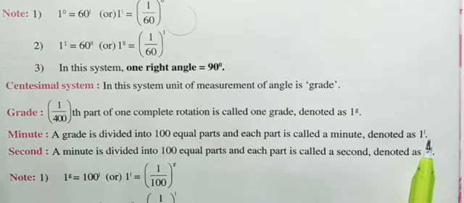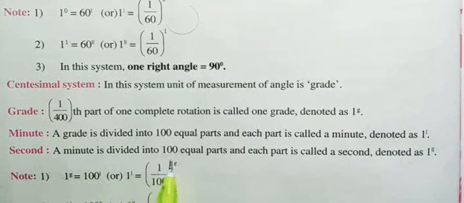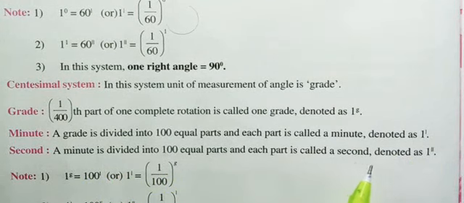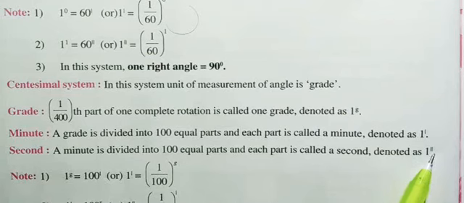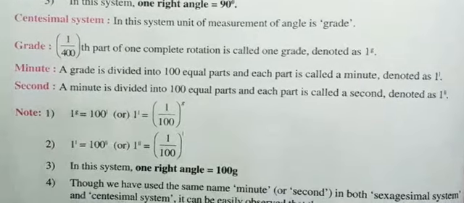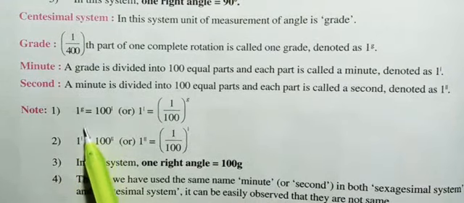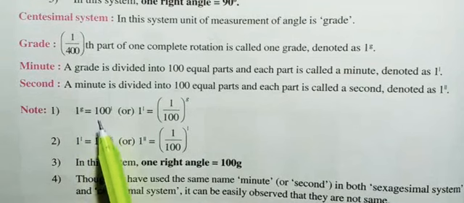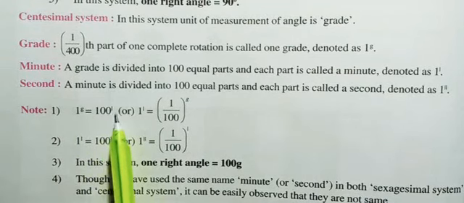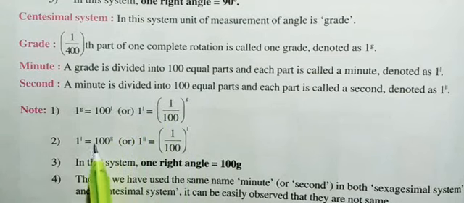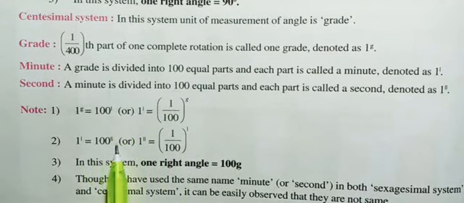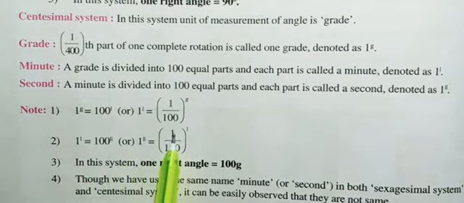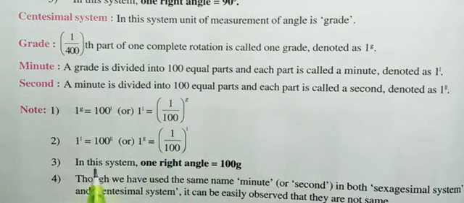Next come to second. A minute is divided into 100 equal parts and each part is called a second, and it is denoted by 1 double prime. Next we have a note: 1 grade is equal to 100 minutes, or 1 minute is equal to 1/100 grade. Next, 1 minute is equal to 100 seconds, or 1 second is equal to 1/100 minute. In this system, one right angle is equal to 100 grades. Understand that?